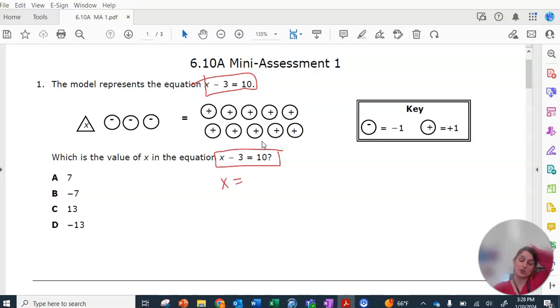The nice thing about a multiple choice is you could also guess and check these. Is it true that 7 minus 3 makes 10? No, 7 minus 3 makes 4. Okay, so A is out. Two possible ways to solve this one.